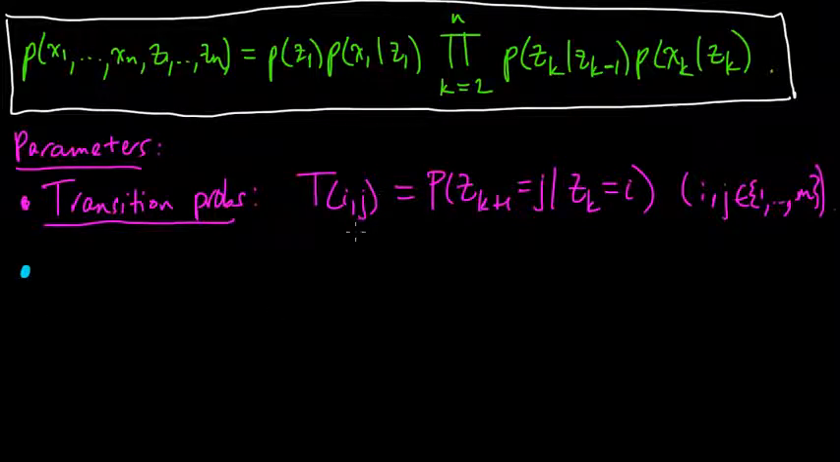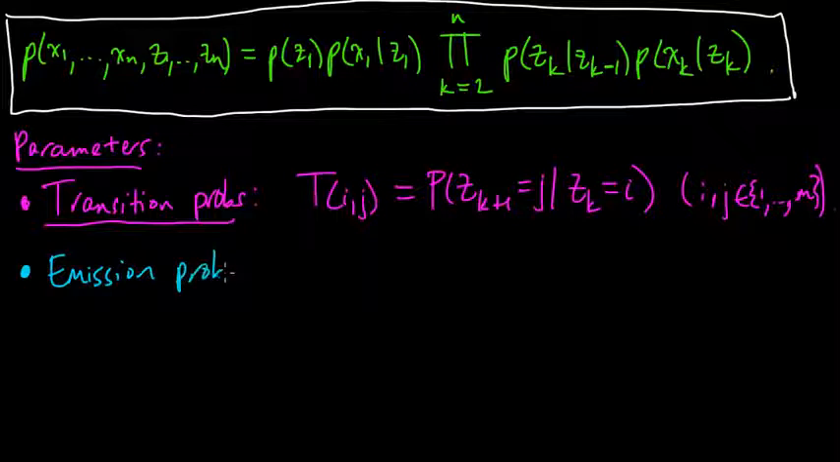And actually this T you can form into an m by m matrix called the transition matrix. And that is a stochastic matrix. It's called a stochastic matrix because it satisfies those properties I mentioned. So that's the first set of parameters that we need to choose.